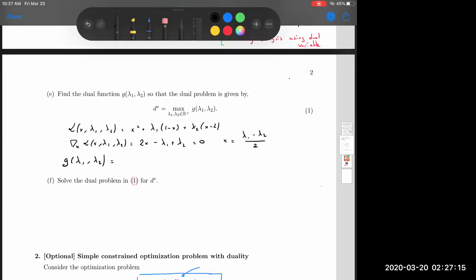which is equal to minus lambda 2 minus lambda 1 squared divided by 4 plus lambda 1 minus 2 lambda 2. This I let you do the calculus on your own. Okay?